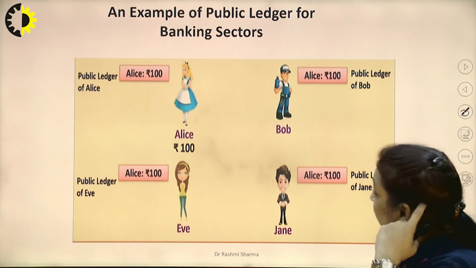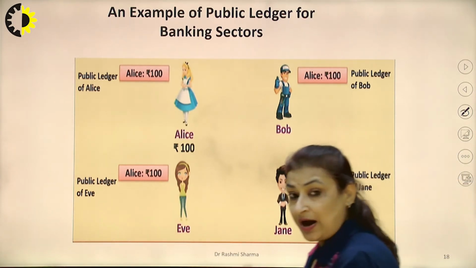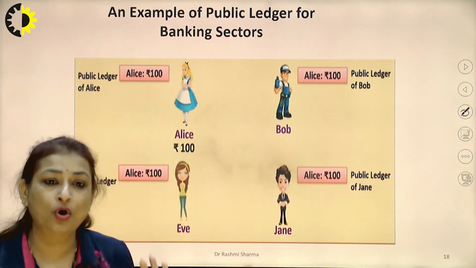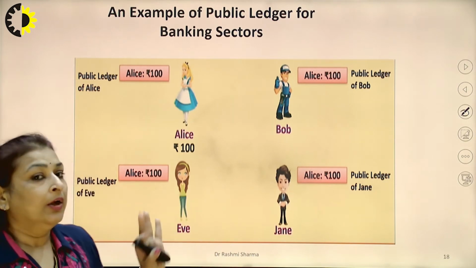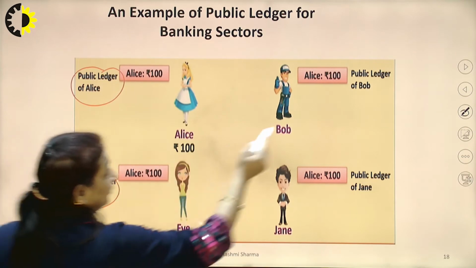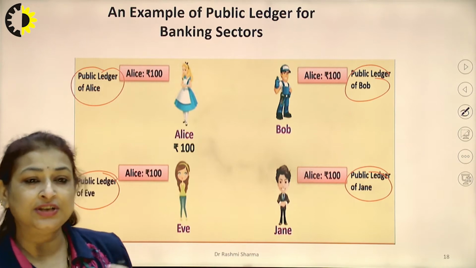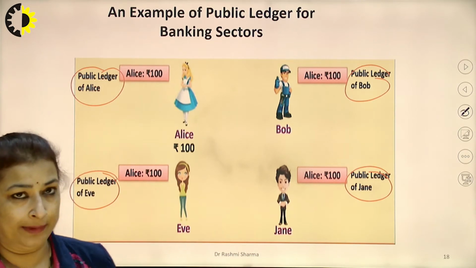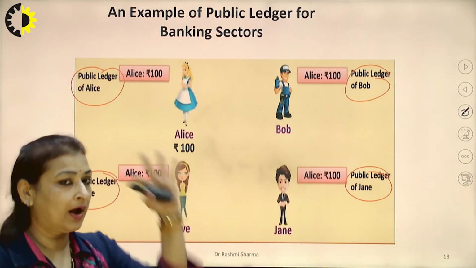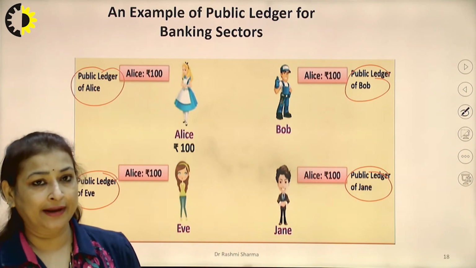So we can take this example. Assume that we have four customers in this blockchain. These are 4 nodes. One is Alice, second is Bob, third is Eve, and fourth is Jane. This is my public ledger. This is the public ledger of each and every user. See how this gets updated when we make changes in this blockchain environment. I will take 3 different transactions which we are doing among themselves in this public ledger environment, in this banking sector.